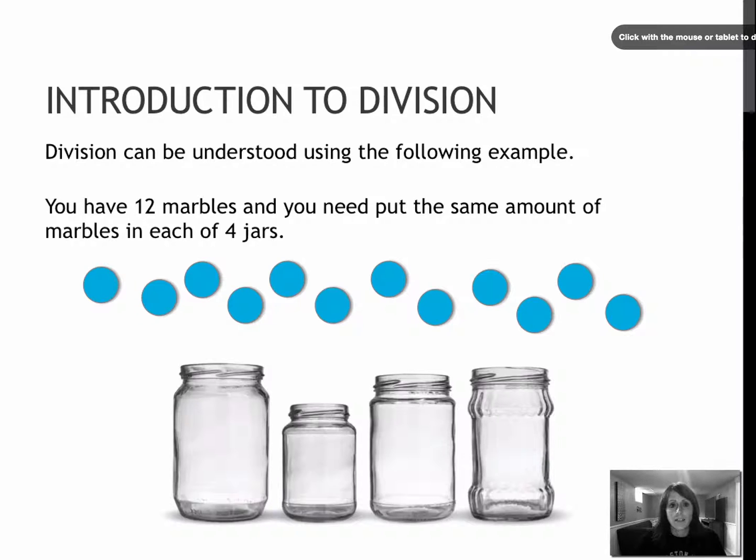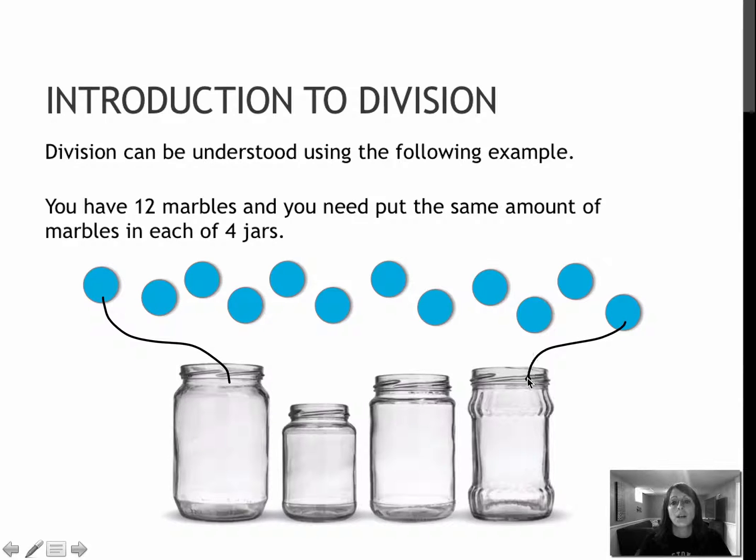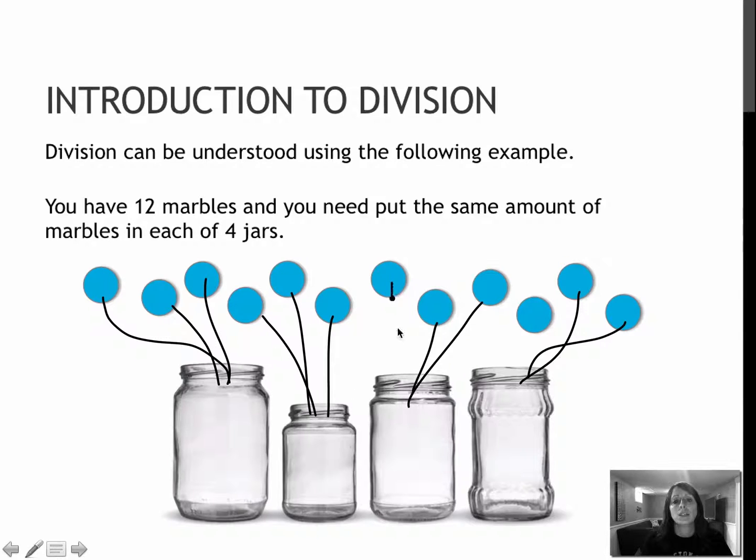So for instance, if I have 12 marbles and I have 4 jars, and I want to separate those equally into those 4 jars, then I would start by putting a marble in each jar, and then I would put another marble in each jar, and then I would put another marble in each jar. And so now I can see that each jar would have the same amount of marbles, and they would each have 3 marbles.